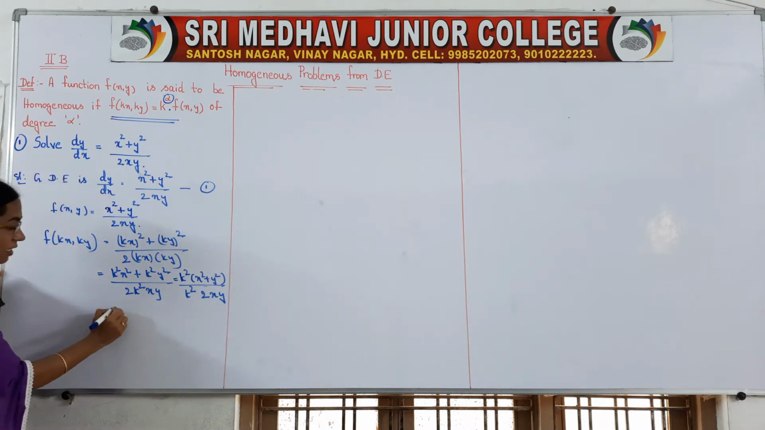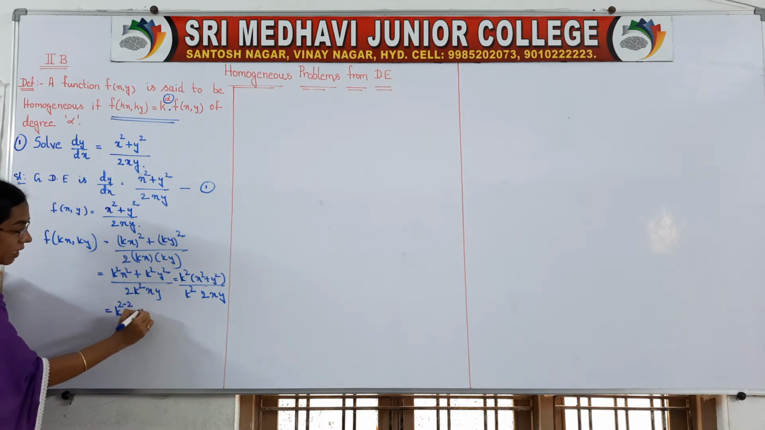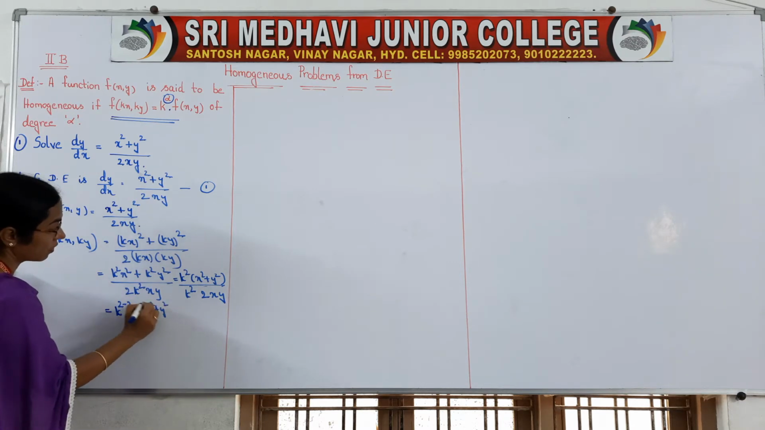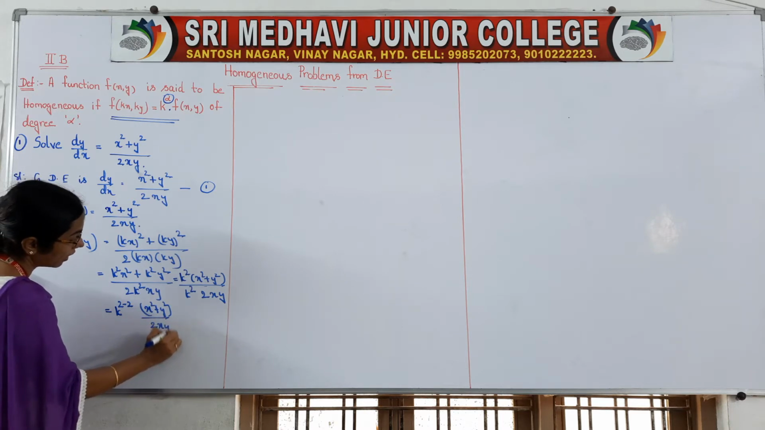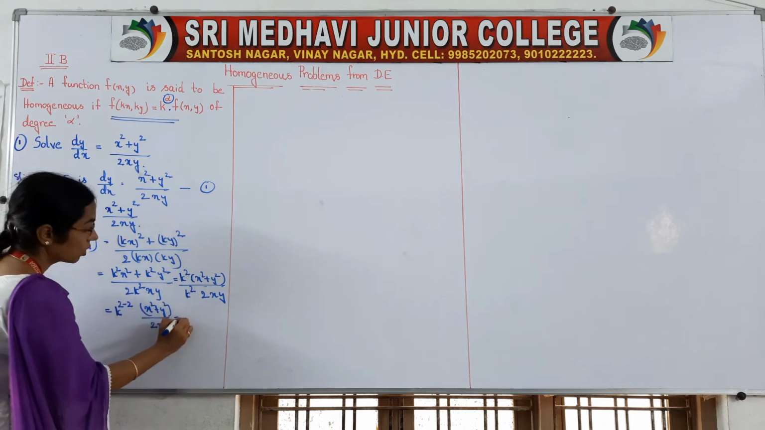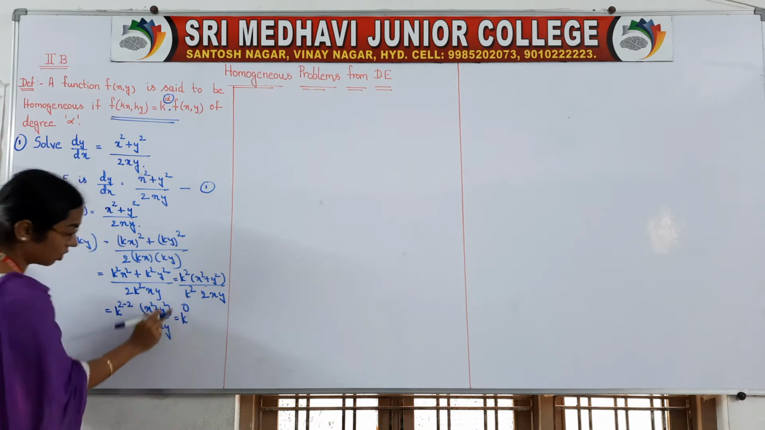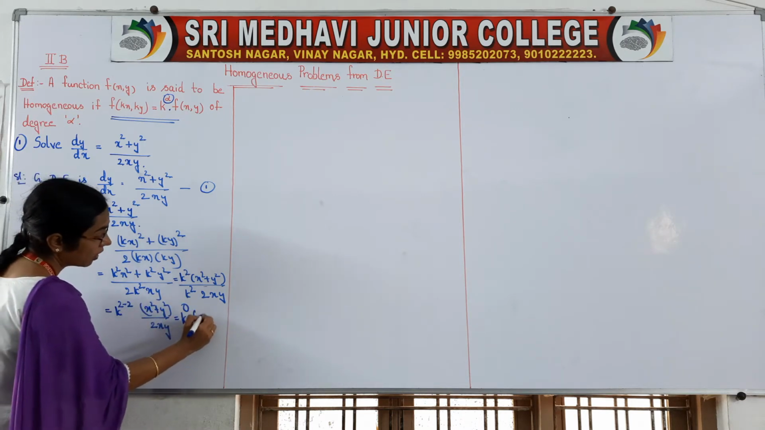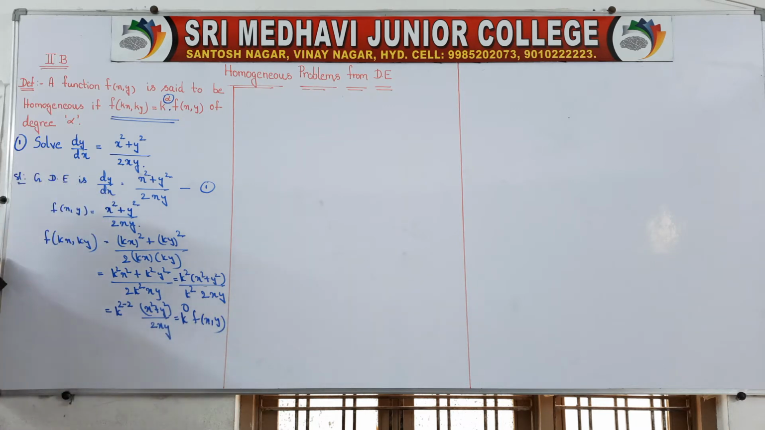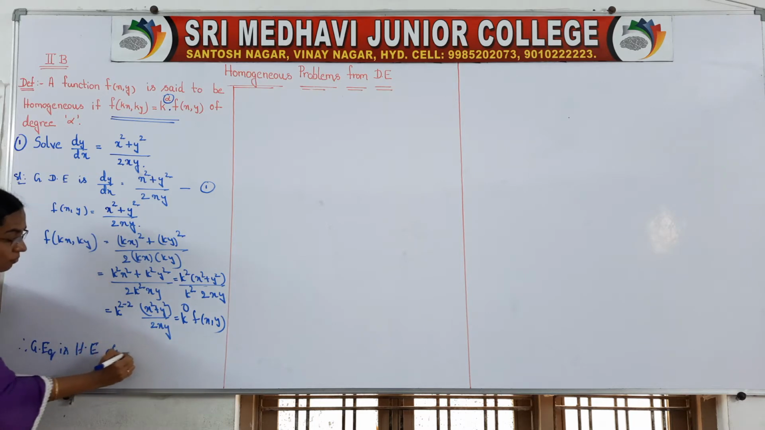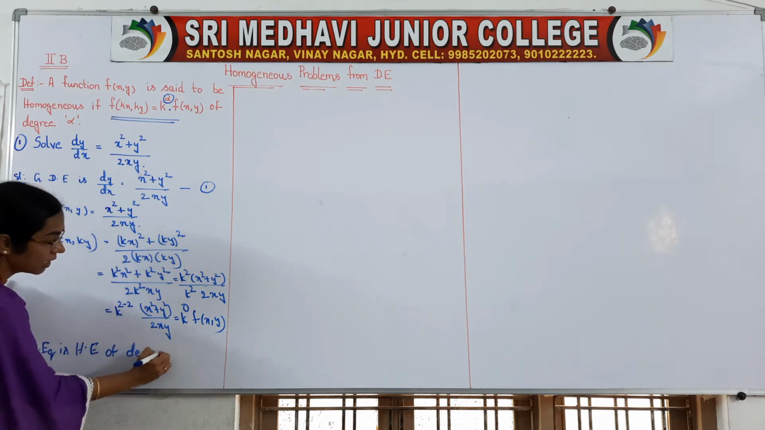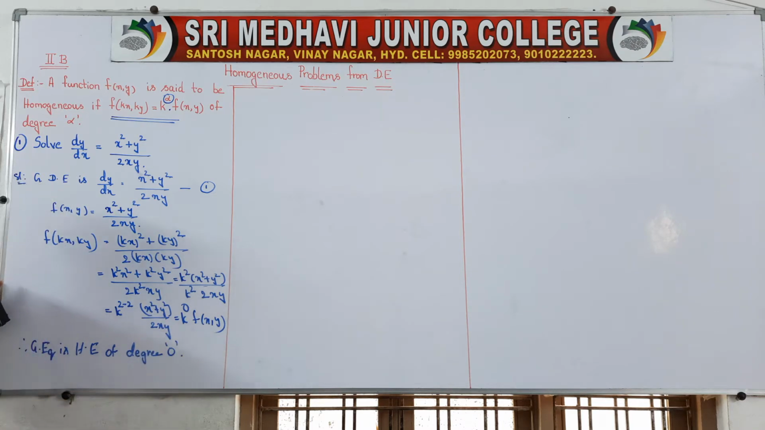So we can write this as k to the power of 2 minus 2 into x square plus y square by 2xy. So it is equal to k to the power of 0, and what is this? This is your f of x comma y. Therefore the given equation is a homogeneous equation of degree, what is the degree? 0. It is the homogeneous equation of degree 0.